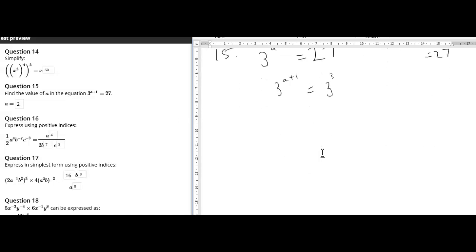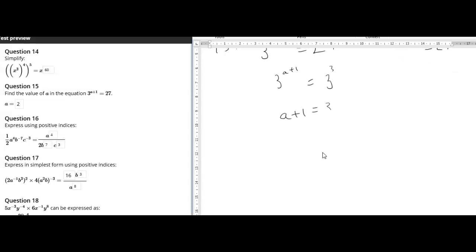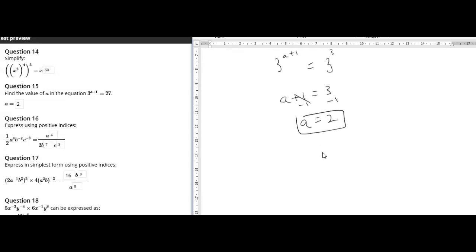Okay, so now that we have the same bases, we just let the powers equal each other. So a plus 1 is equal to 3, and then we just solve for a. So we subtract 1 from both sides, and it disappears. A is equal to 2. Nice.